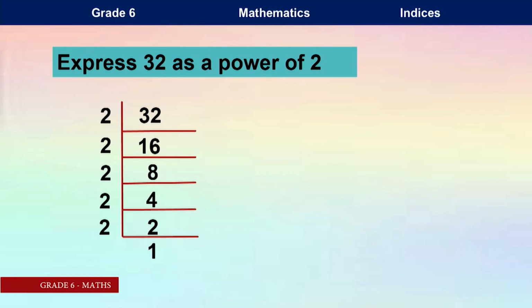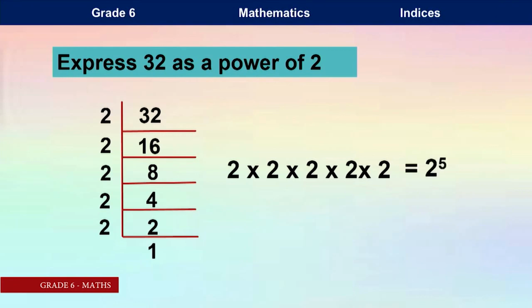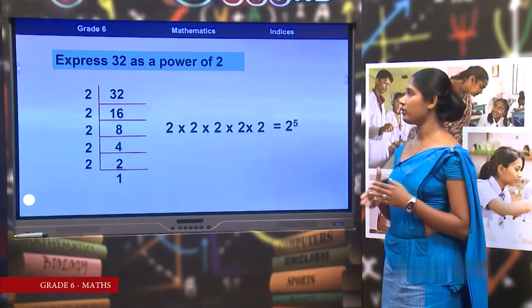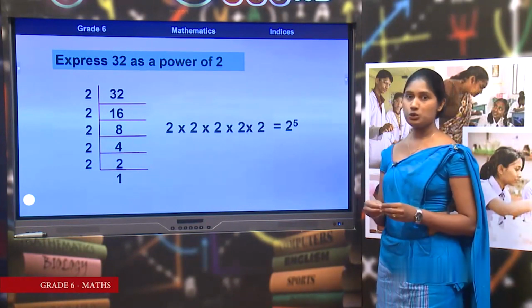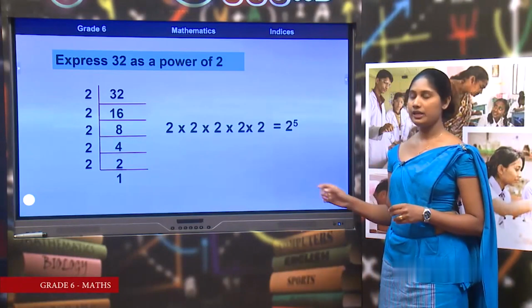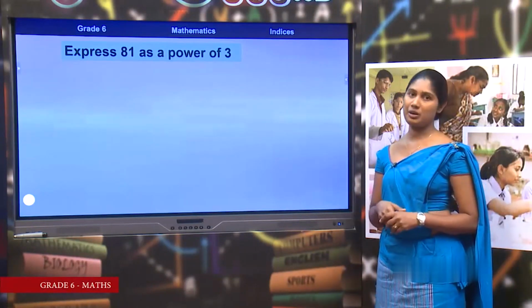Then you can write 32 as a product of 2's. We have used 2's to divide this 32. How many 2's have we used? 2. How many times? 1, 2, 3, 4, 5. Then you can write this as 2 to the power 5. Then 32 you can write using the base 2, that is 2 to the power 5. Okay. We move to another example.